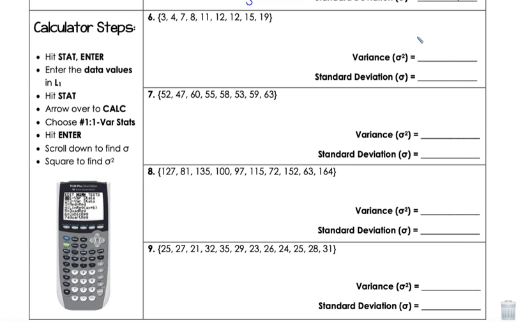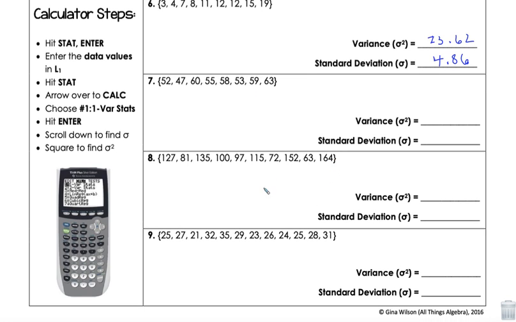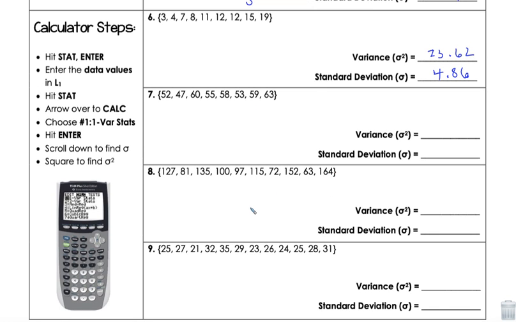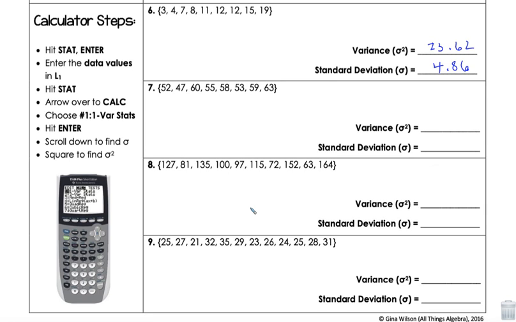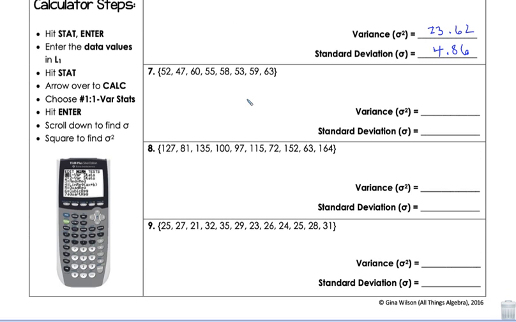So if you do that for number 6, you'll get 23.62 for variance and 4.86 for standard deviation. Make sure you do this for a couple of problems. That way you are sure that you know how to use the calculator to find this. Don't just rely on my answers. Make sure you are able to get this as well. Okay, stay tuned for part 2.